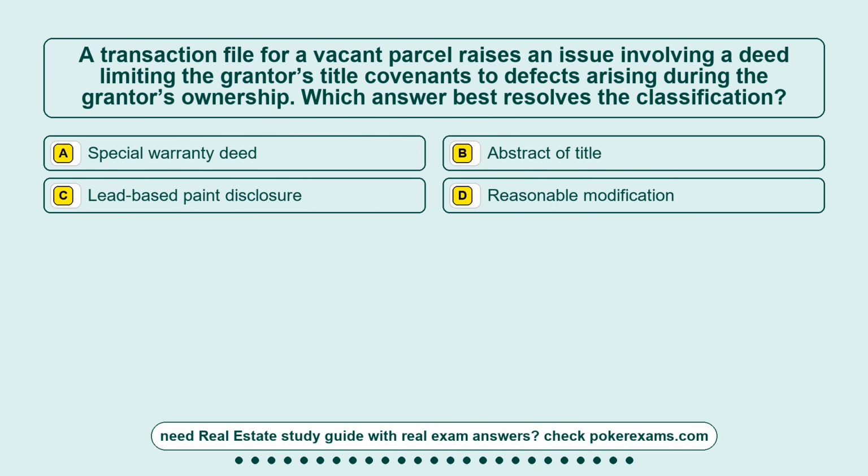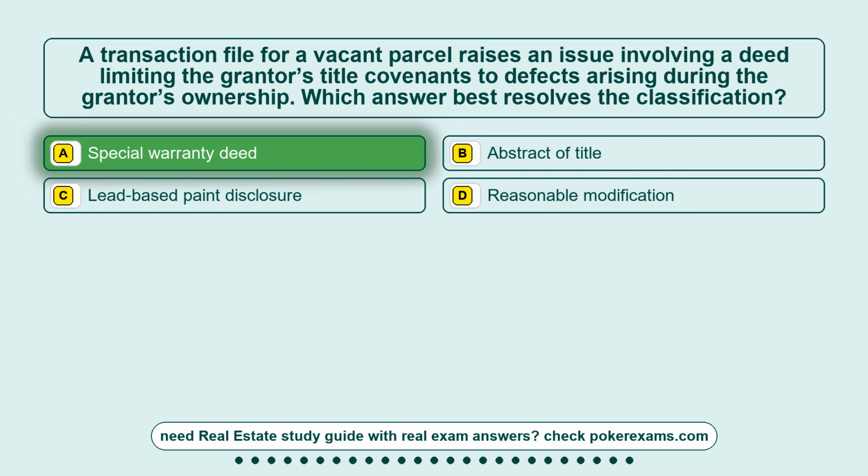Question 25. A transaction file for a vacant parcel raises an issue involving a deed limiting the grantor's title covenants to defects arising during the grantor's ownership. Which answer best resolves the classification? Option A, special warranty deed. Option B, abstract of title. Option C, lead-based paint disclosure. Option D, a reasonable modification. The correct answer is option A, special warranty deed.